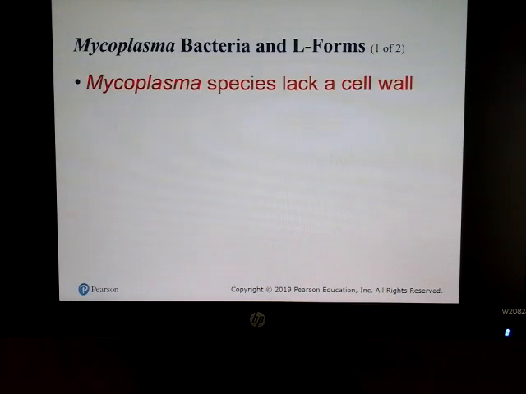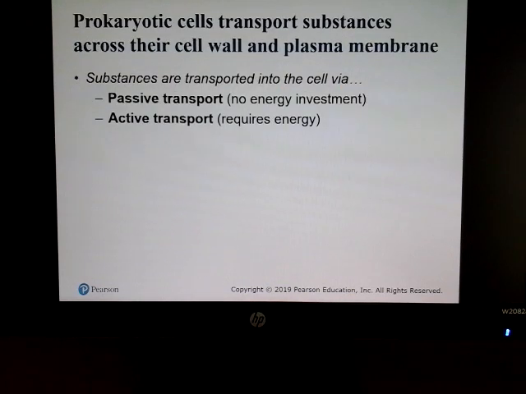Now, there's a really strange species of bacteria called Mycoplasma. Those lack a cell wall. Why would that one be important? If you've ever heard of walking pneumonia, it is caused by Mycoplasma. That microbe is very easy to distinguish from other types of bacteria because it doesn't have a rigid cell wall, so it kind of blobs out a little bit.